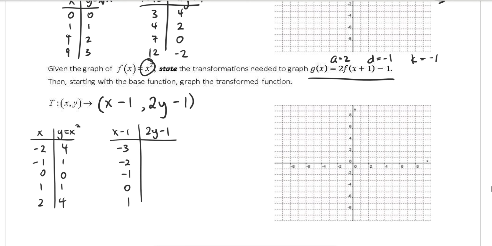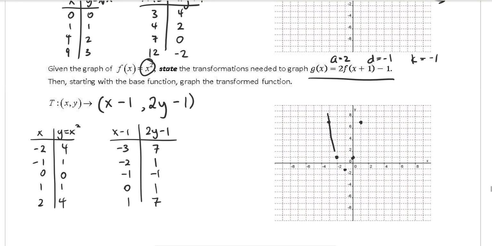Take your y values, multiply them by 2, and subtract 1. So 4 times 2 is 8, minus 1 is 7. 1 times 2 is 2, minus 1 is 1. Here I have negative 1, and then repeat 1 and 7. Graph your points: negative 3 and 7, negative 2 and 1, negative 1 and negative 1, 0 and 1, and then 1 and 7 again.